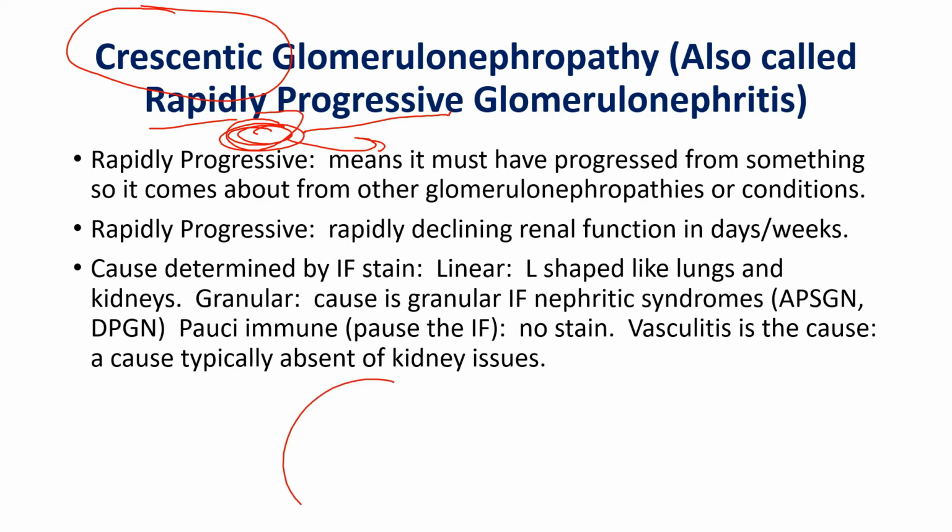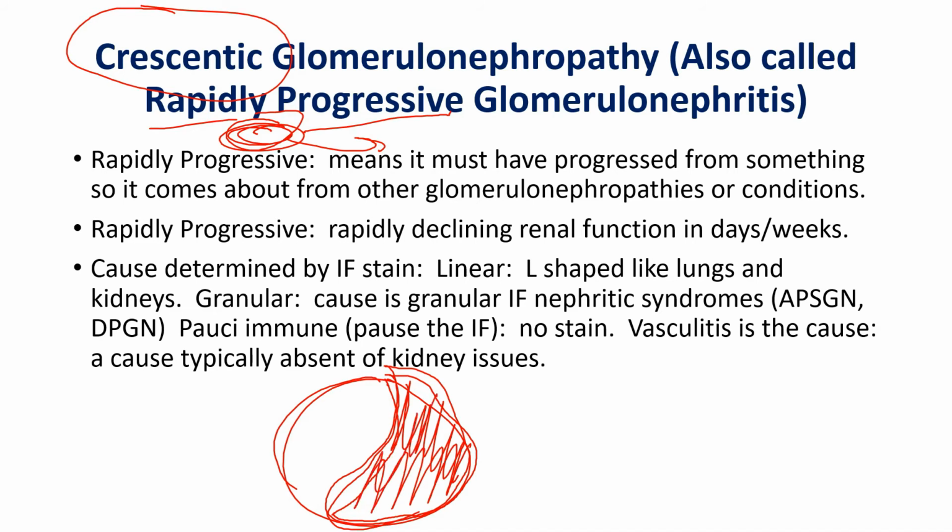So they'll show you a picture, for example, a light microscopy with a crescent-shaped area of fibrosis and damage. All of this is a glomerulus, right? And all of this is colored in, all fibrotic. So you're thinking, oh, that looks like a crescent shape. This must be crescentic glomerulonephropathy, also called rapidly progressive glomerulonephritis. But that's not enough to know.